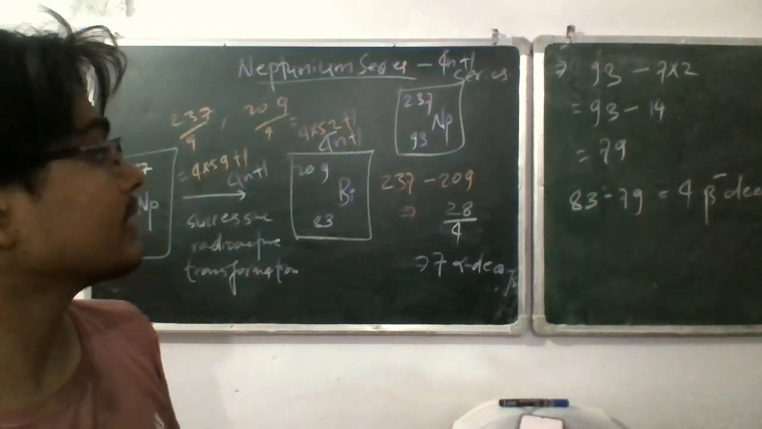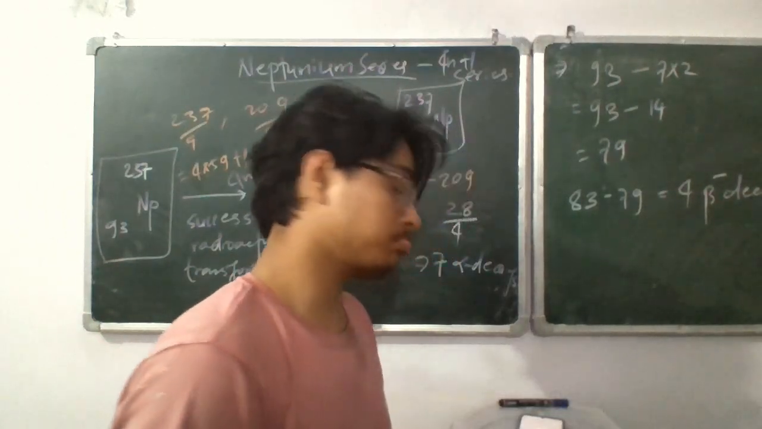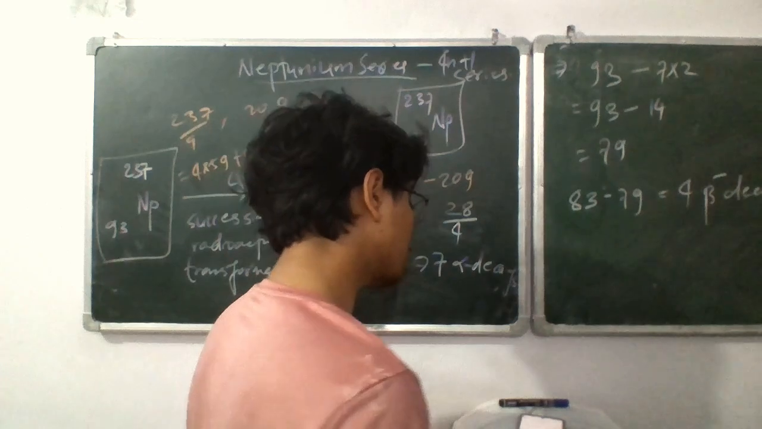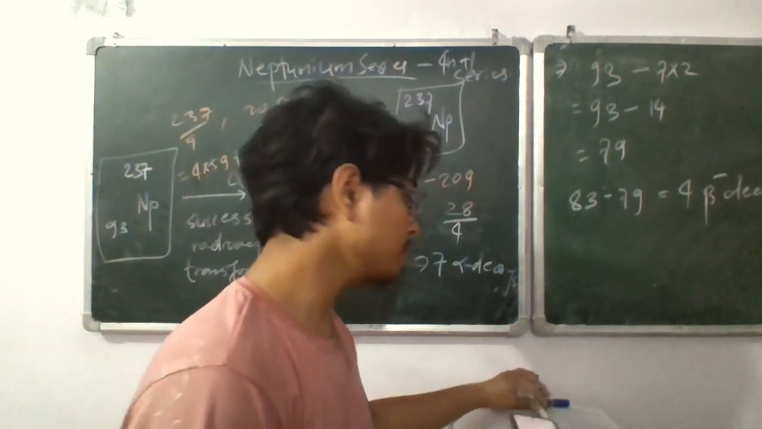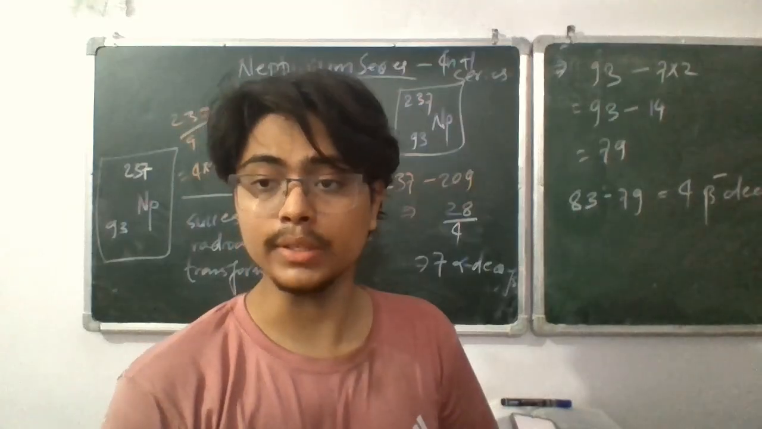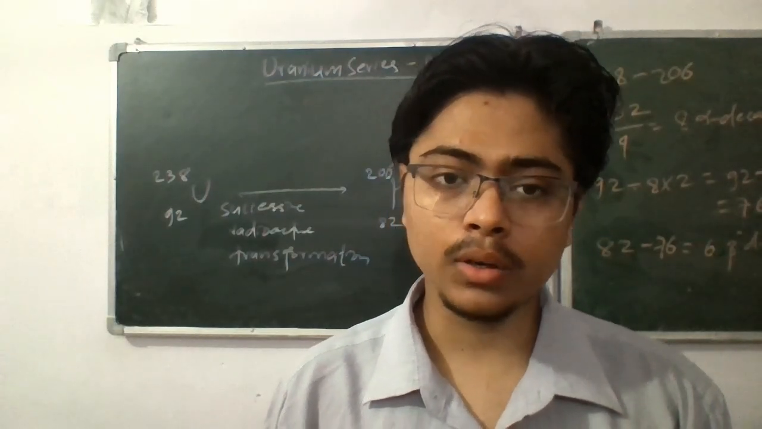Similarly, we get these facts for the Neptunium series. Now we can calculate for the other two series, which are uranium and actinium, in a similar manner, and that we will do in the next video. We are continuing the lecture series on radioactivity.